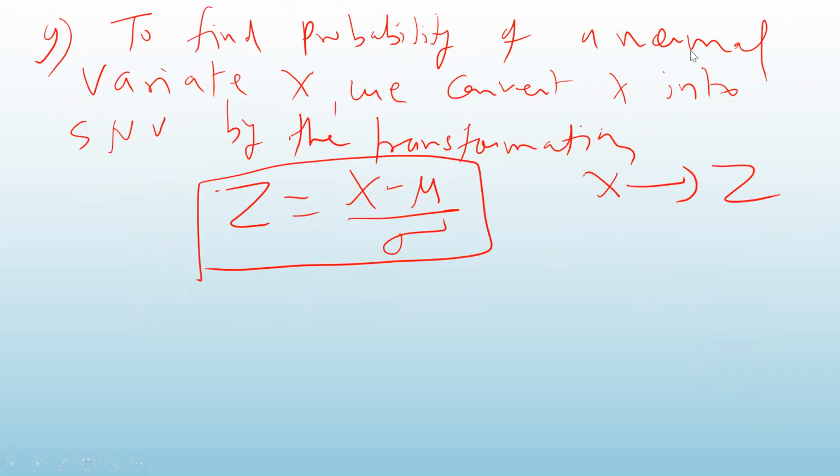To find the probability for a normal variate x, we convert x into the standard normal variate by the transformation z equal to x minus mu upon sigma. So in all our problems, we are going to convert x to z, that is the standard normal variate. Why are we doing this conversion? Because in the table, we are given the area only for the standard normal variate. That's the reason. Okay. So I have quickly just given you what we have done in the last class. Now let me solve the problems.